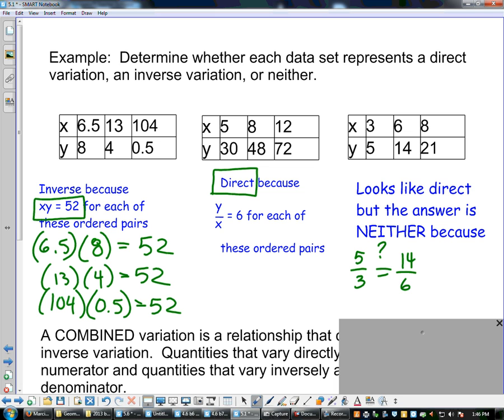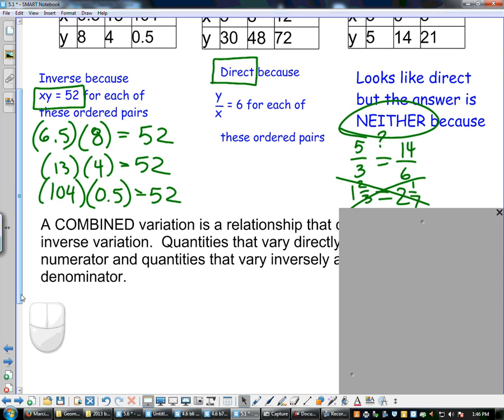5 divided by 3 is really 1 2/3. Is that equal to 6 goes into 14, 2 2/14 worth, 2 1/7? They're not equal to each other. So the answer is neither direct nor inverse.